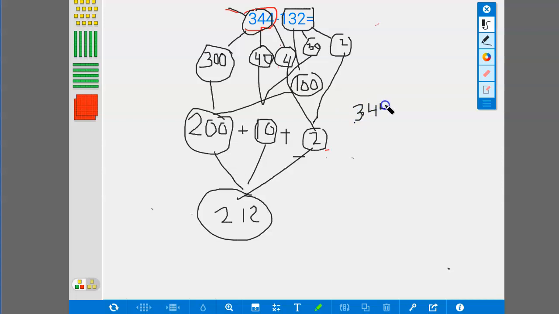344 equals 300 plus 40 plus 2. And then you would do the same thing with 132 equals 132.